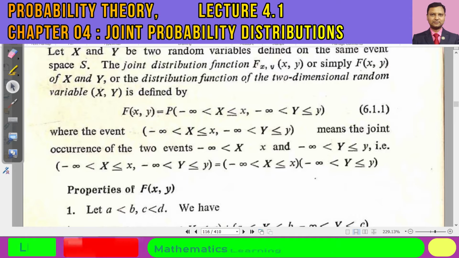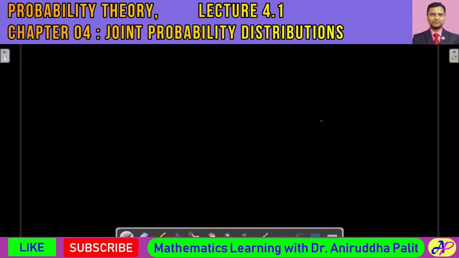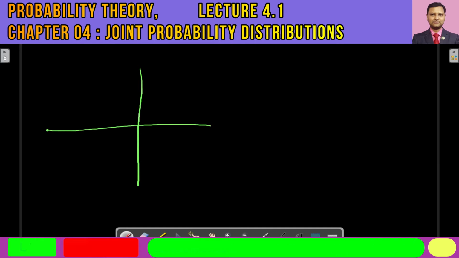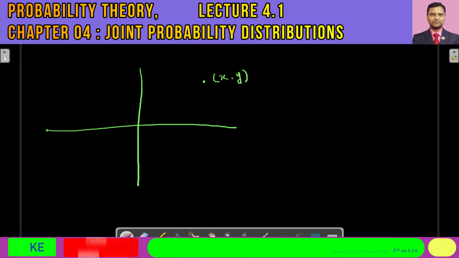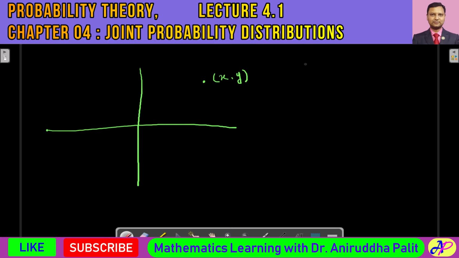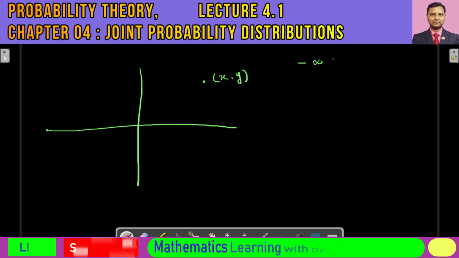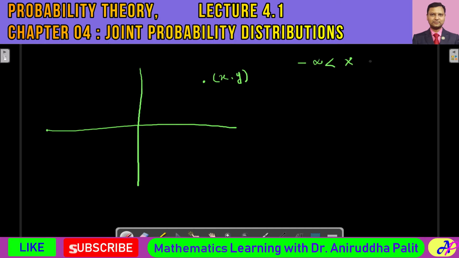In the previous chapters, you already have noticed this idea that over here we actually have a two-dimensional plane, like this kind of two-dimensional plane. There, small x and small y represent a point, maybe this kind of point. Now, the meaning of the inequality, that minus infinity less than capital X less than or equal to small x.